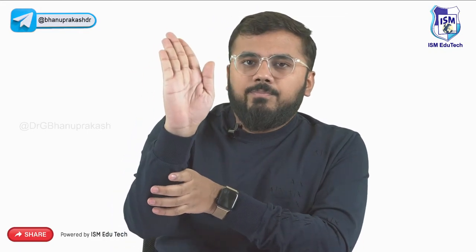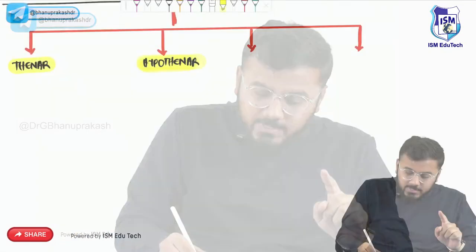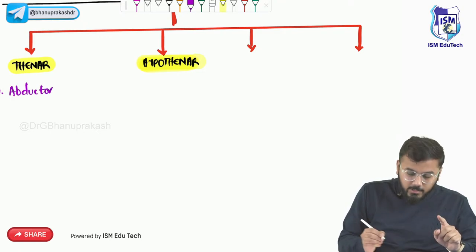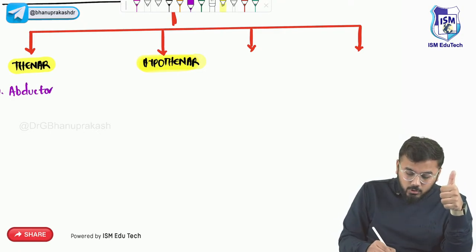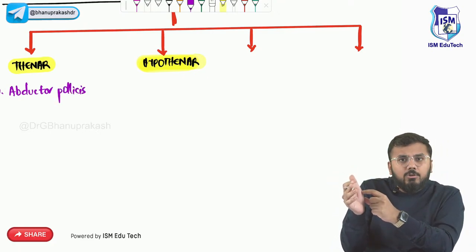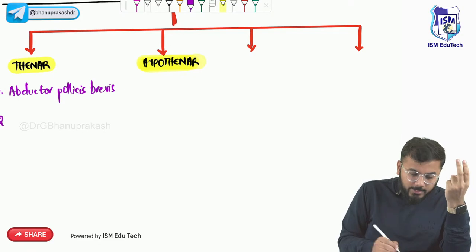First important thing, I am able to move my thumb away from my body. You see, I am able to move my thumb away. When I am moving it away, this is called abduction. When I am moving towards my body, this is called adduction. So, right now I am doing abduction. So, the first muscle is abductor. Abduction of what? The thumb finger. Thumb is called pollicis. And this muscle is small because it is located in the thenar region only, so it is called brevis. Abductor pollicis brevis.